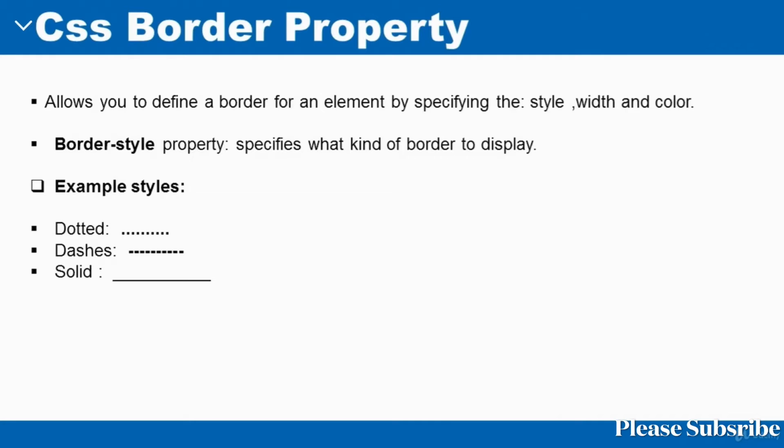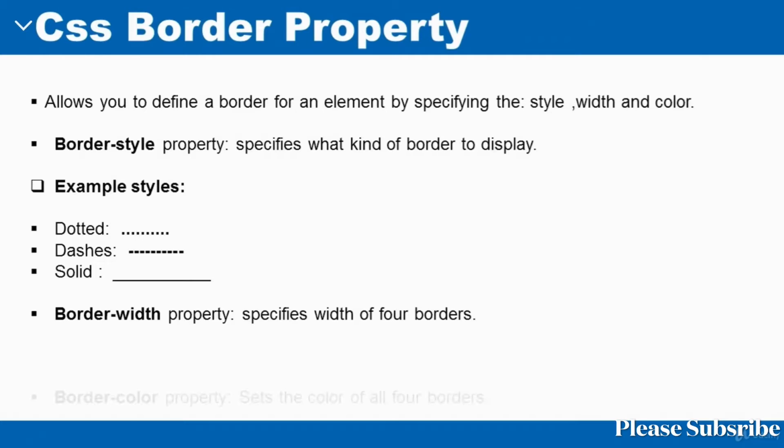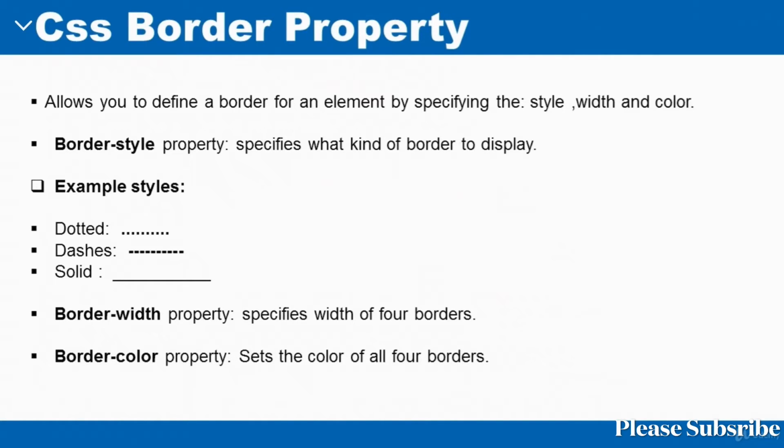There's also a border width property, which is used to specify the width of all the 4 borders. And when you're setting the width of the borders, you can set it in pixels, in points, in centimeters, and any other measurement value you want to use. But most developers tend to use pixels a lot. We also have the border color property. The border color property basically is used to set the color for all the 4 sides of the border.